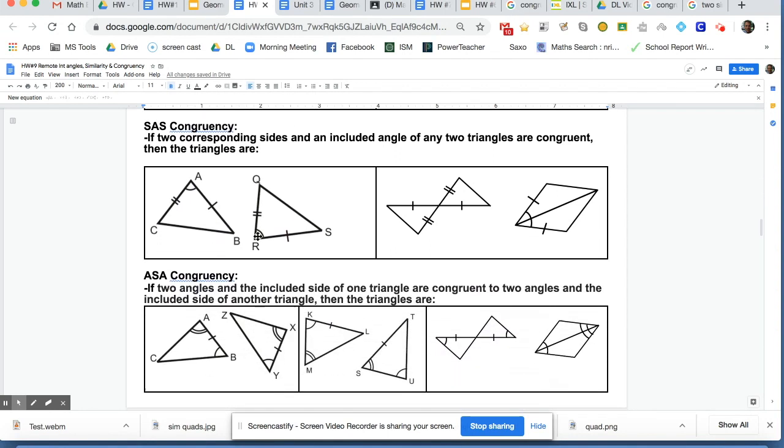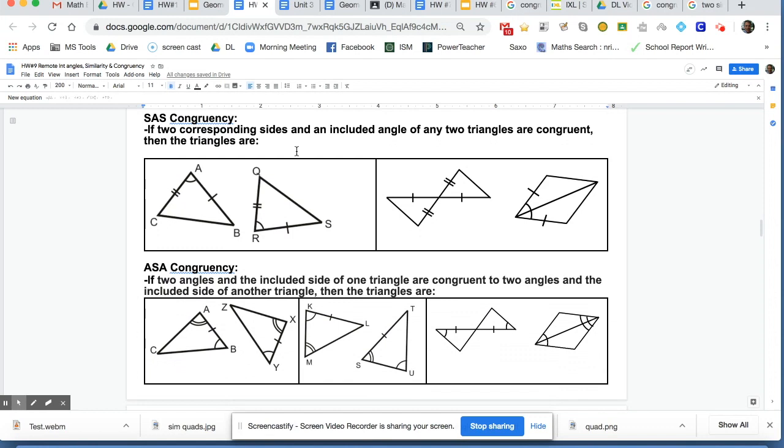Another shortcut method to see if two triangles are congruent is if we have a side, an included angle, and another side. So the two sides are congruent and the angles are congruent. Obviously these lengths are the same, and as this angle increases, this side increases here. So if we keep that angle the same, the third side is going to remain the same.